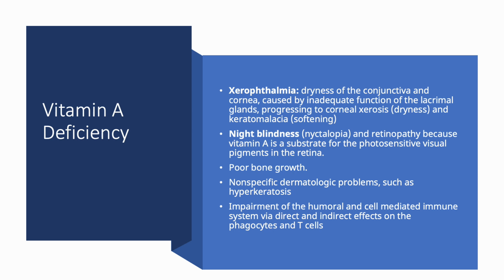What happens if you are low on vitamin A, if you have vitamin A deficiency? Number one, dry eyes. And this is serious. This is not just dry eyes. This can progress into real eye damage. Night blindness, when people cannot see well during the night. Poor bone growth, especially in children. You can have hyperkeratosis, which is thickening of the outer layer of the skin. And finally, immune system problems.